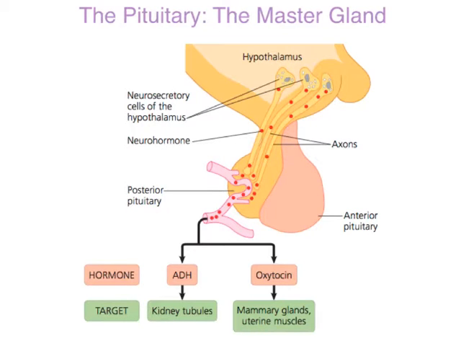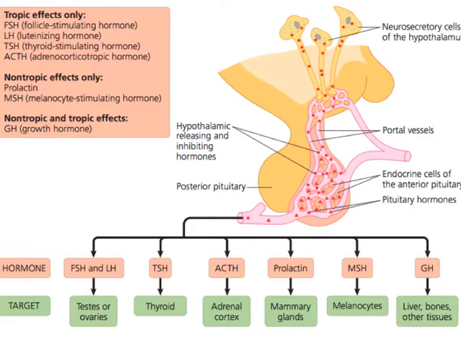Let's move on to the anterior. The anterior pituitary has, technically, 7 hormones that it releases. Three of which, FSH, LH, and prolactin, we have already talked about. The rest, thyroid stimulating hormone, ACTH, MSH, and GH, which is growth hormone, are ones we have not talked about yet, but you're still responsible for.